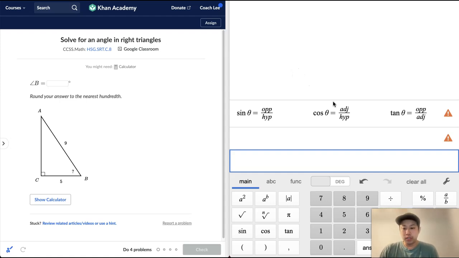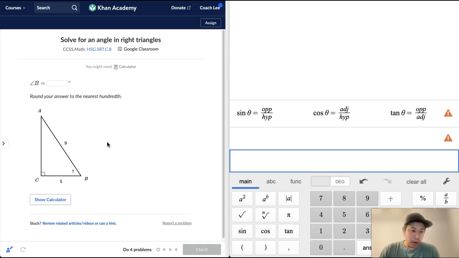This should be similar to the last video, if you saw it, for solving side lengths. We're going to use the same three equations here. These are your basic trig ratios: sine, cosine, tangent. But instead of solving for a side, we're going to solve for an angle. It stems from these same equations, actually.